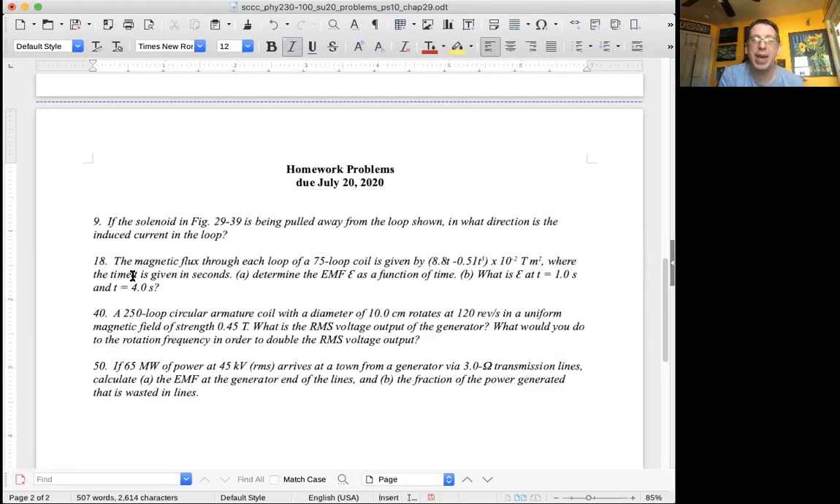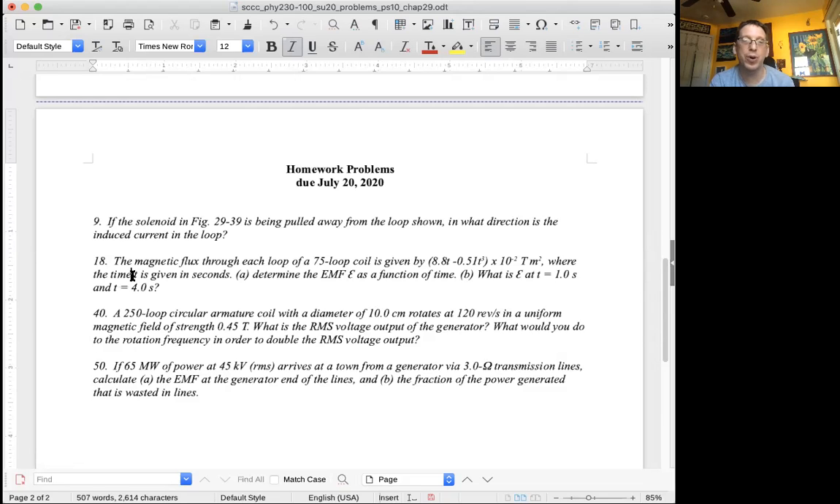If 65 megawatts of power at 45 kilovolts RMS arrives at a town from a generator via 3.0 ohm transmission lines, calculate the EMF at the generator end of the lines. So you've got a certain amount of voltage, but there's going to be a voltage lost within the line. And you can figure that out from the information you have.